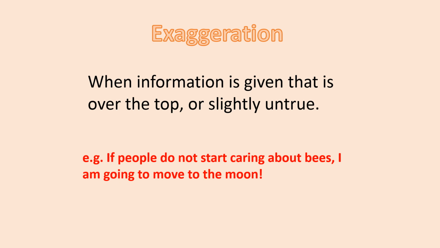Example: if people do not start caring about bees, I am going to move to the moon. Now, obviously, I am going to move to the moon is an exaggeration and it's untrue because it's not possible. But this is just to emphasize how passionate we are about the bees.